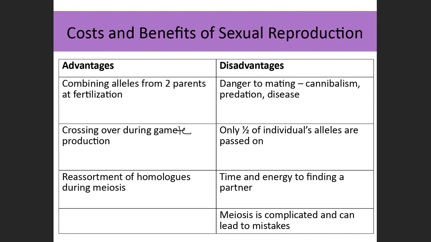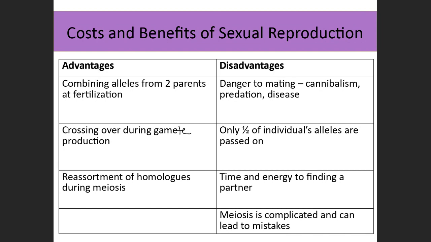Finding a mate, first of all, can be dangerous for animals, right? There could be cannibalism. If we think of black widow spiders, right? As you're out looking for a mate, you could just get eaten by a predator. There's STDs, right? There's diseases you can get from mating.